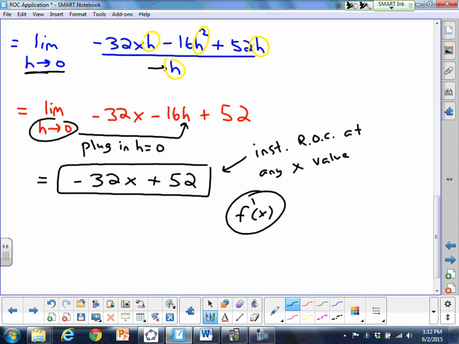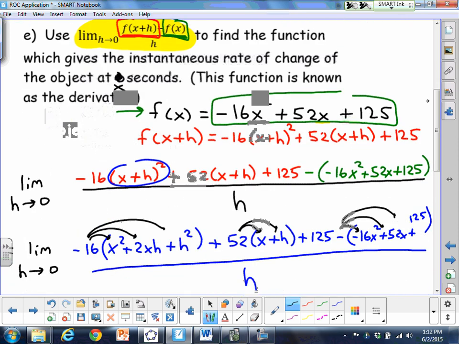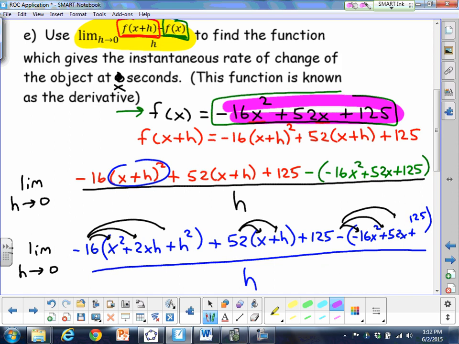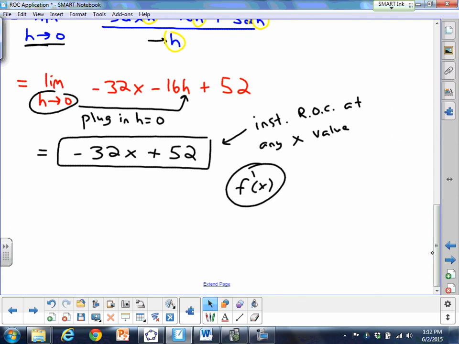This equation is not giving us the height of the graph. That's what the original f of x was. To get the height somewhere, we're using this f of x that we started with up here. That's the height function, that's regular f of x. We now have the derivative of that, negative 32x plus 52. That will give you the slope of the tangent line anywhere.